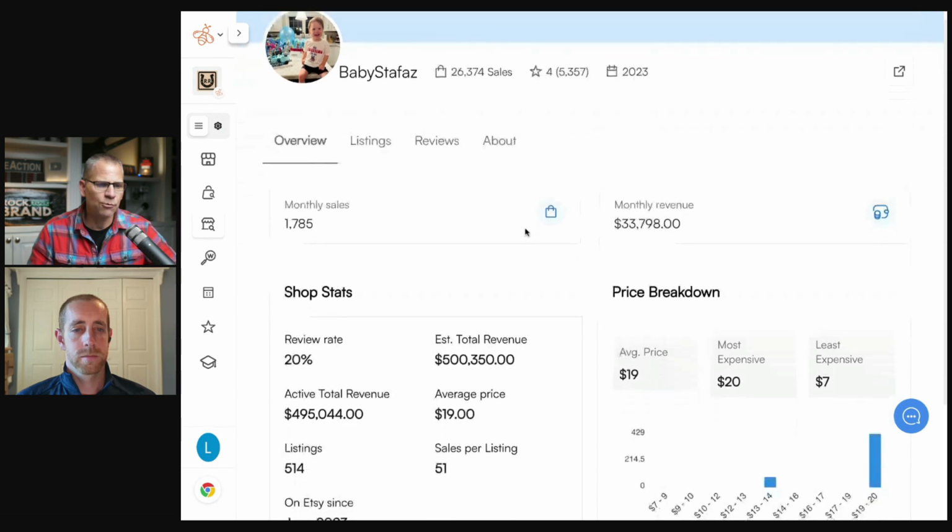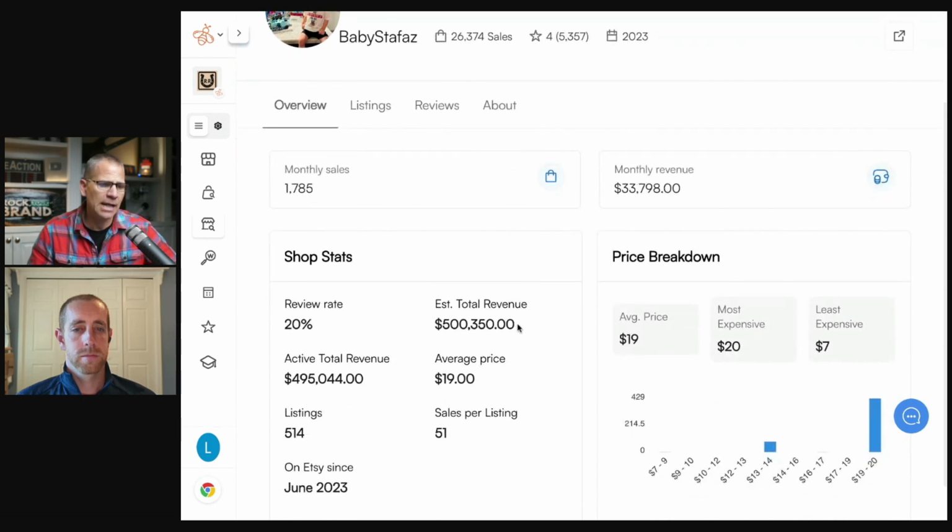26,374 sales. And then we're looking at the overall, look at $500,000 this shop has generated total, right? Average price, $19. So 19, most expensive, least expensive. So they don't have anything at a high ticket really. But again, the $7, they're probably not selling that for $7. Okay. Sales per listing, right about what that other one was, Chris, 51. Right. So this is all good.